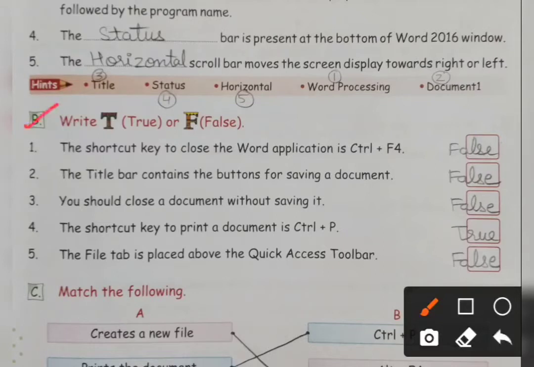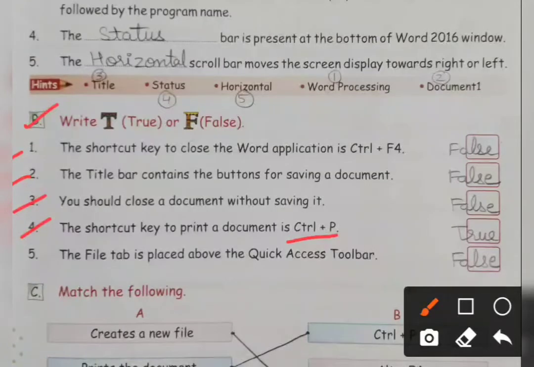You will write the full spellings of the true word or false word. Don't write short forms. First, the shortcut key to close the Word application is Ctrl plus F4. No, the answer is false. Then second, the title bar contains the buttons for saving a document. No, it is again false. Then third, you should close a document without saving it. No, it is false. Then the fourth, the shortcut key to print a document is Ctrl plus P. Yes, this is true.